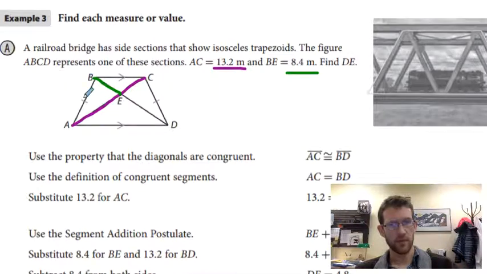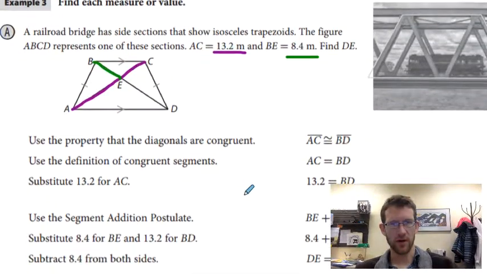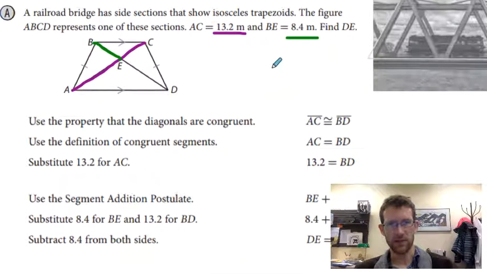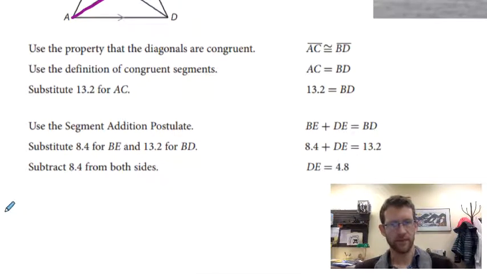Well, we know that AC and BD are congruent because that's one of our properties of isosceles trapezoids. So since those are congruent, all we need to do is figure out the total length. We know the total length for AC, so we can calculate the total length of BD, right? So the total length of BD is 13.2 as well. And then we can subtract off the length of BE. So 13.2 minus 8.4 gives us 4.8.